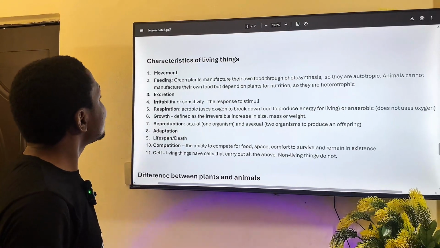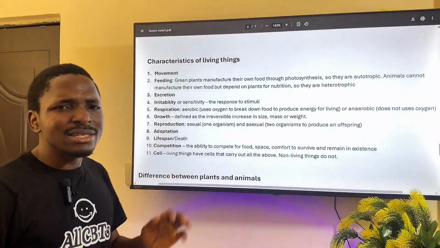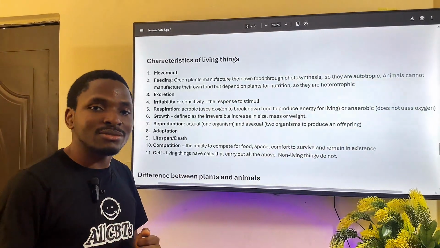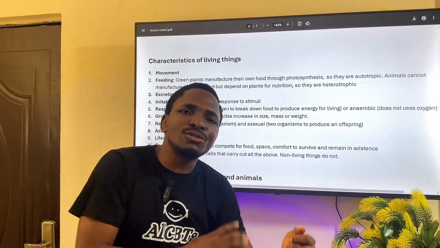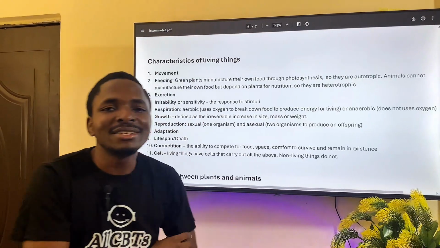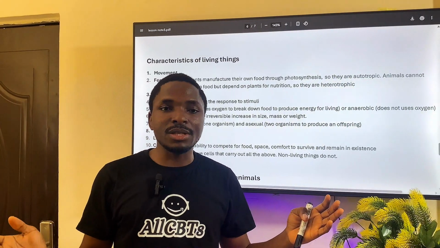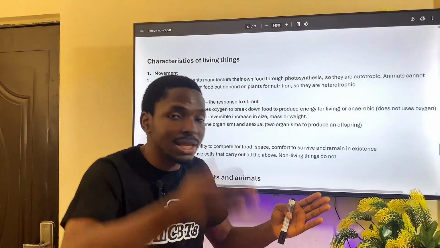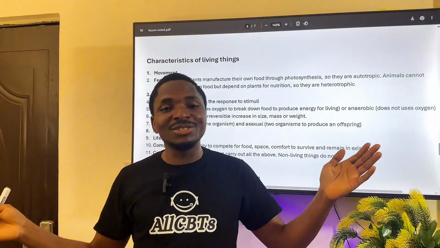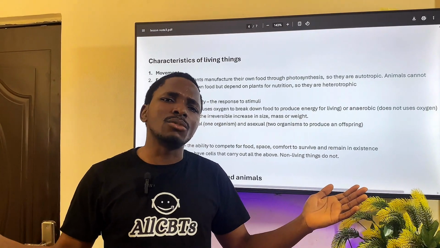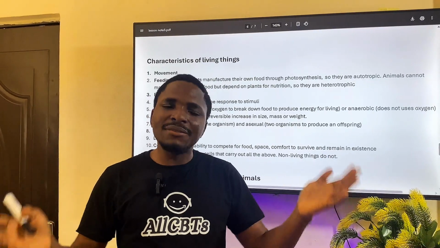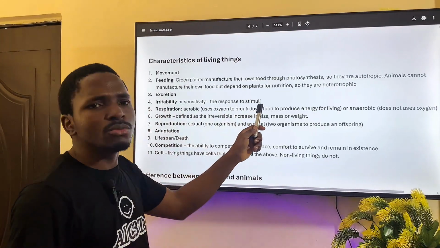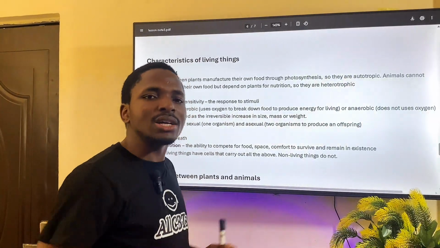And the number 4 characteristic or feature of living things is irritability or sensitivity, the art of responding to stimuli. That means if I hit you, you feel pain, you react. It's because you are living. An example of somebody who is dead: if you hit the person, beat the person, slap the person, he doesn't know. Nothing is going on because he's not alive anymore. He's not able to fulfill that feature of a living thing. So a living thing must respond to stimuli, must react to action.